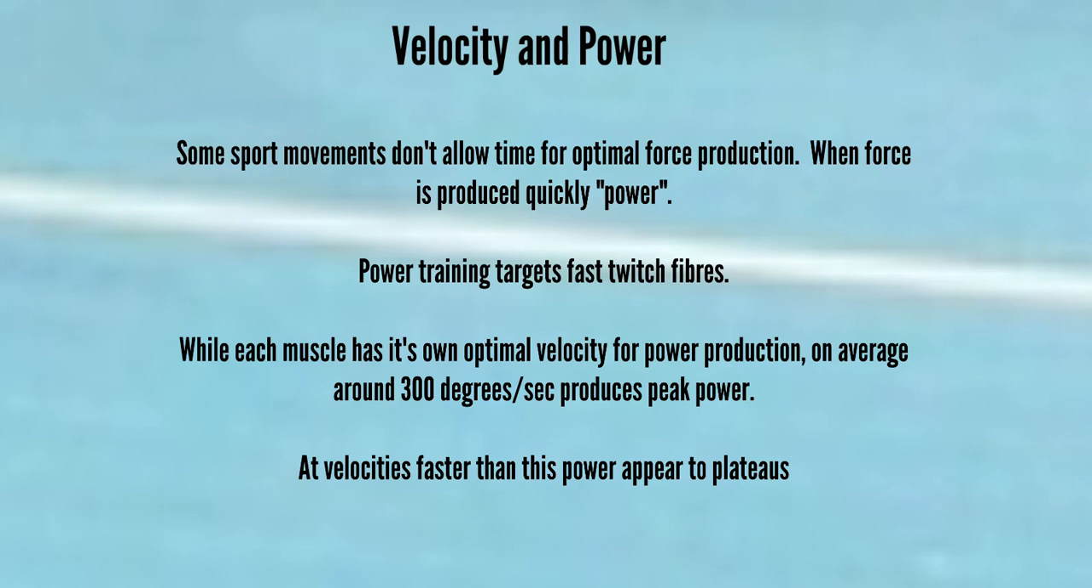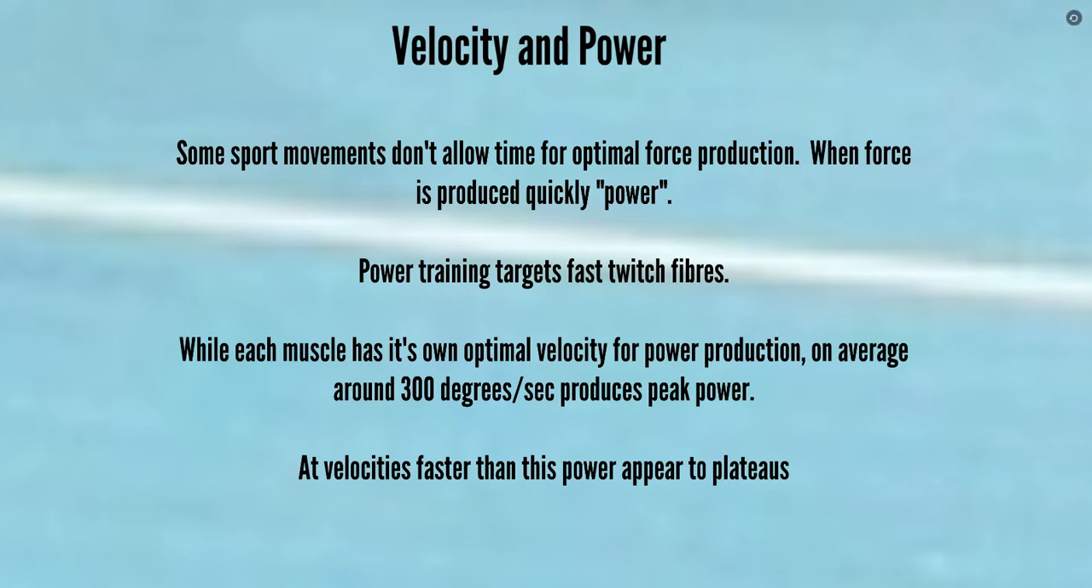One last thing to take from this. While each muscle does have its own optimal velocity for power production, on average, just to give you an idea of the speed of contraction that is the sweet spot, about 300 degrees per second is required to produce peak power in most muscles. If you go faster than that 300 degrees per second, unless you have a purely fast twitch orientated muscle, then you're probably looking at a reduced power output.